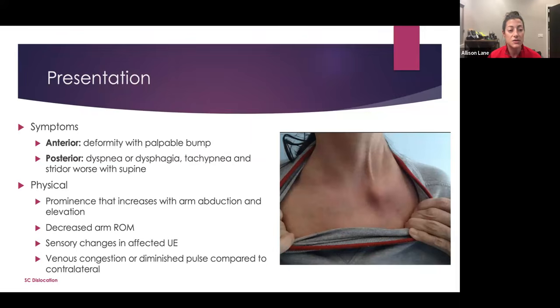On physical, the prominence that you see may worsen with arm abduction. Obviously, you may see some decreased arm range of motion and some sensory changes potentially in the upper extremity because of the structures surrounded, as well as some venous congestion or pulses that are abnormal. So you need to evaluate for that.